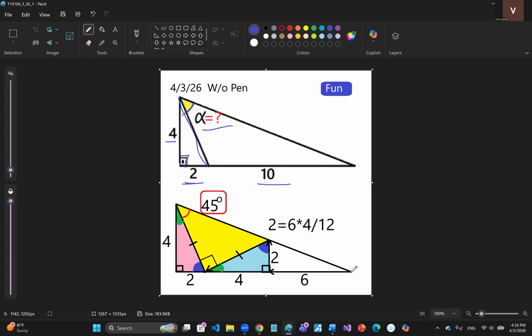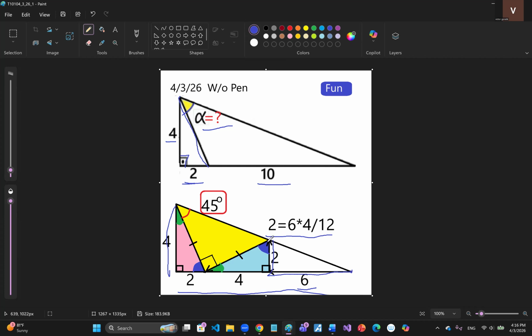Draw segment of length 6 from the right vertex. And then draw vertical line till the intersection with the hypotenuse. The length of this vertical segment is equal to 6 multiplied by 4 over 12. So it is 2.